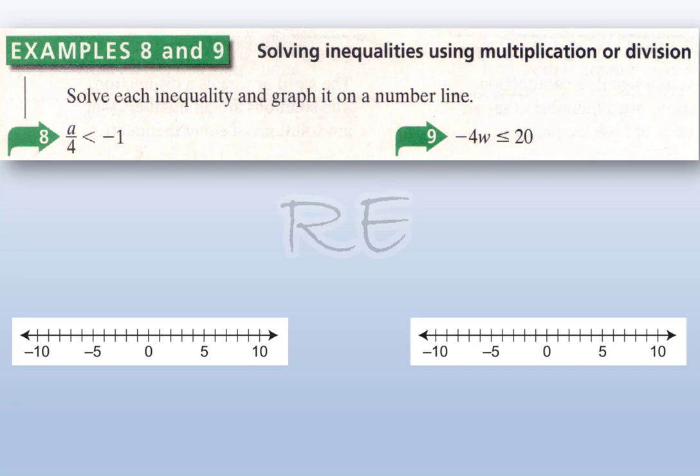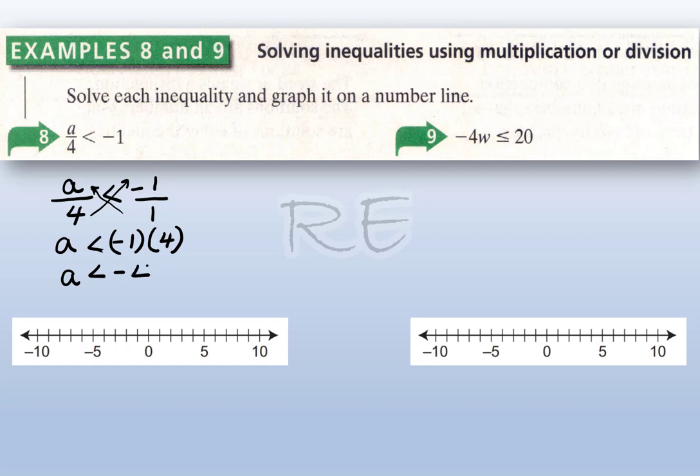a over 4 is strictly less than negative 1. a over 4 is strictly less than negative 1 over 1. When we cross multiply, we get 1a strictly less than negative 1 times 4. Therefore, a is strictly less than negative 4. Strictly less means negative 4 is not included. We draw an empty circle at negative 4 and we take all the values to the left of negative 4.